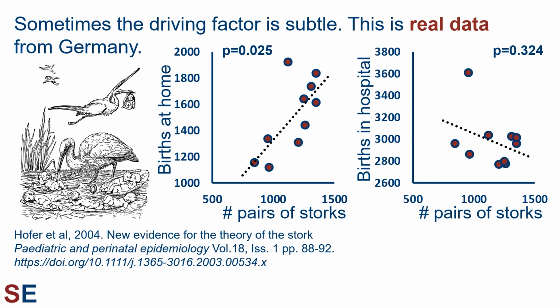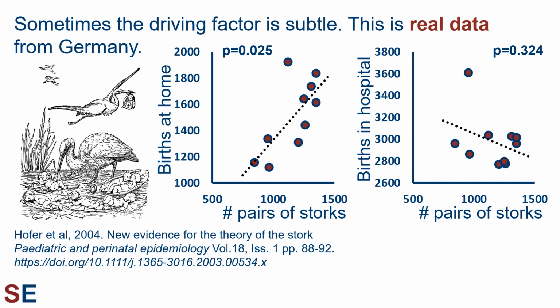The relationship between storks and births at home is statistically significant with a p-value of 0.025, whereas the relationship between storks and births in hospitals is not significant. For most of Germany's history, people had their babies at home, however, so that left-hand relationship has been true for much longer than the lack of a relationship shown on the right.